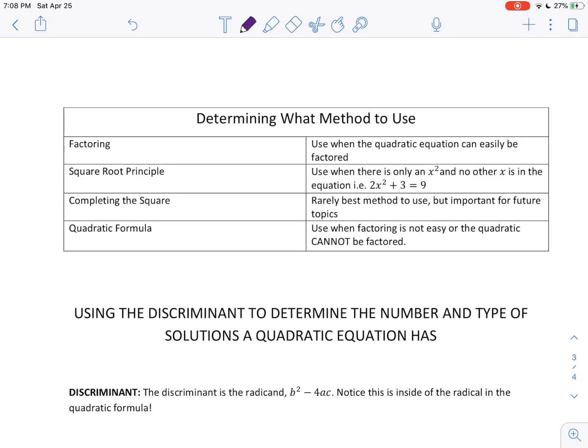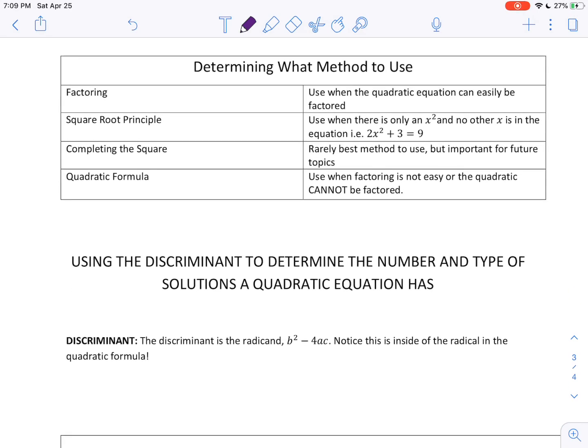The square root principle is only when you have an x squared. There is no other x or variable in the problem. It's just x squared. So for example, I wrote the equation 2x squared plus 3 equals 9. There is no other x. So I'm just going to go ahead and use the square root principle, meaning I'm going to get x squared by itself, and then I'm going to take the square root of both sides. Easy peasy. You guys finish that homework literally within like 15 minutes.